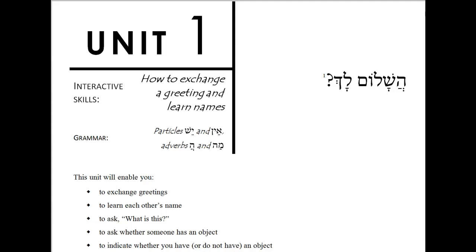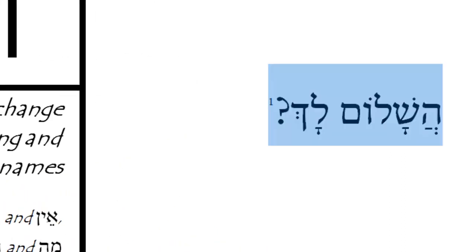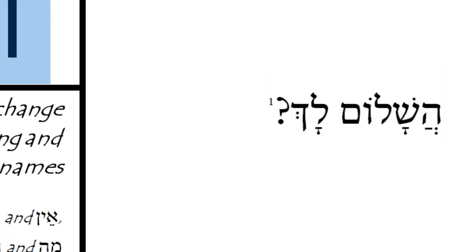Learning Biblical Hebrew Interactively, Unit 1. Through the course of this unit, you will learn several useful expressions, including introducing yourself and inquiring how someone is doing. The Hebrew title for Unit 1 is HaShalom Lach. HaShalom Lach means, how are you?